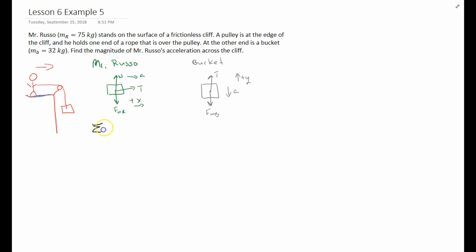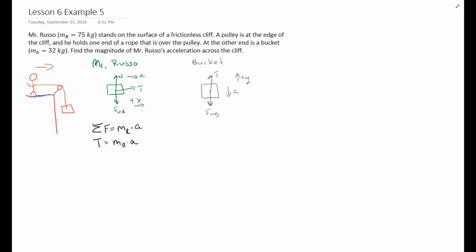So the sum of my forces here is equal to the mass of Mr. Russo times the acceleration. Right? And the acceleration for Russo and the bucket is going to be the same. So my acceleration here is in the positive direction, so I need to make no changes to the right-hand side of my equation. I do need to substitute what are my forces on my left-hand side. Well, in the x direction, it's only the tension. So the tension is equal to the mass of Mr. Russo times his acceleration. Well, we can't do anything else with this because we don't have tension. So we can't solve for acceleration here.